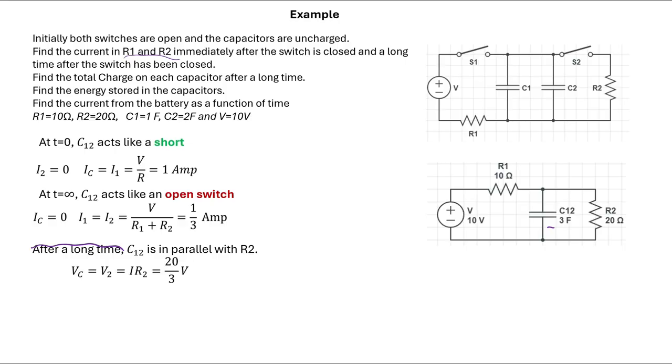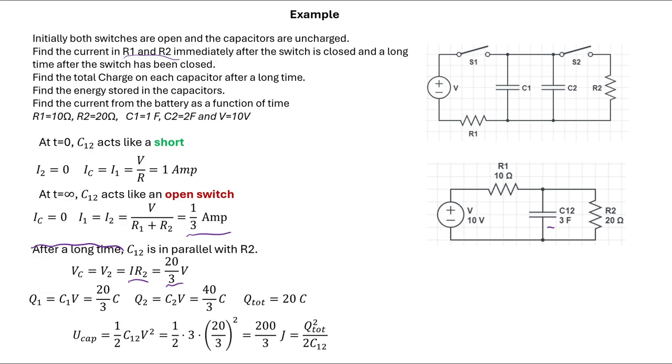However, I know exactly how much voltage is on it after a long time, because after a long time, I know the current going to R2. And so whatever the voltage across R2 is, that's the same as the voltage across the capacitor. And if you want charge, you just multiply capacitance by voltage. So that's how much charge is on each, and that's the total amount of charge. The total energy on the capacitor, you can get one of two ways. You could say that it's Q total squared over 2C, or you could say it's 1/2 CV squared, now that we know the voltage. Either way, you get 200 over 3 joules total.